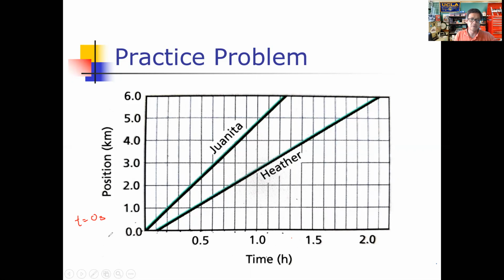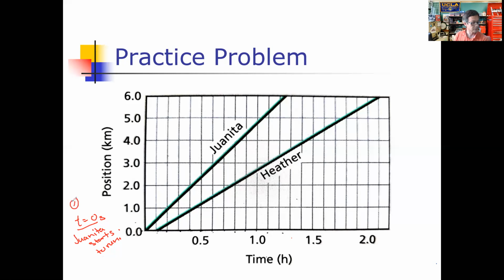Juanita starts moving at t equals 0 seconds. She starts her run. So when you start the time, Juanita's there, she starts to run at time equal to 0 seconds. So Juanita starts her run at that point. Okay, so that's the answer to question number 1.